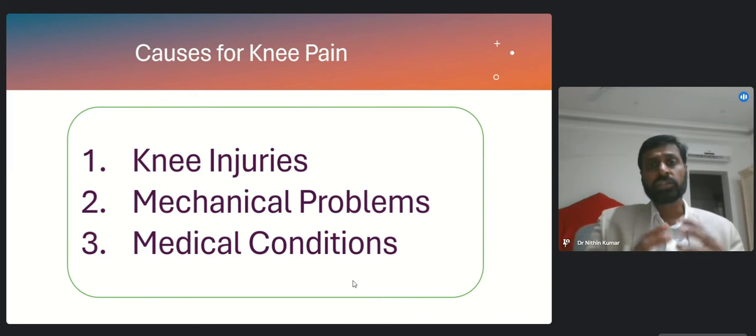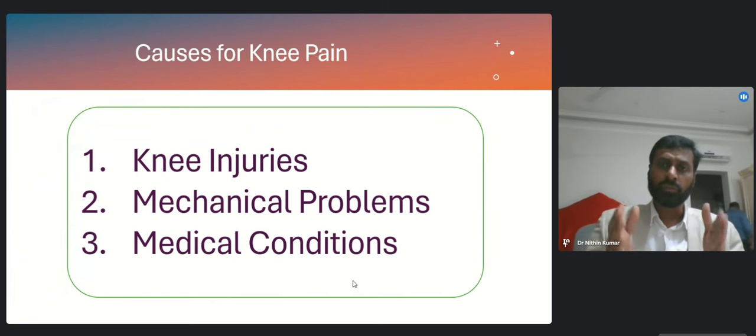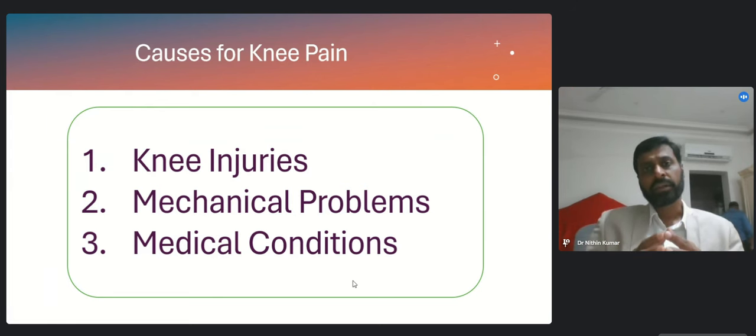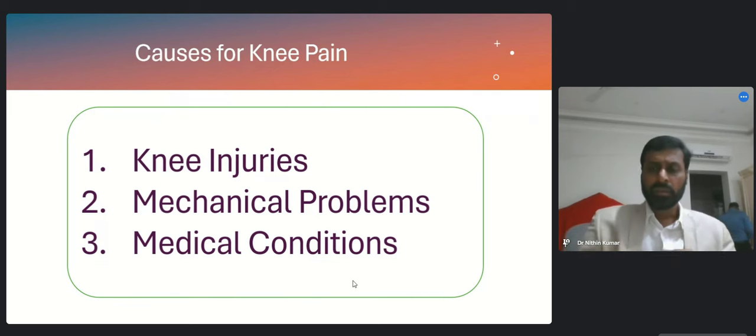So for example, the shape of the leg. If you are born with knock knees, or with knees which have a shape curving inside or outside, then that can cause more load on one part of the knee, and that can cause pain affecting that part of the knee. So mechanical problems are something you are born with, the shape of your knees.